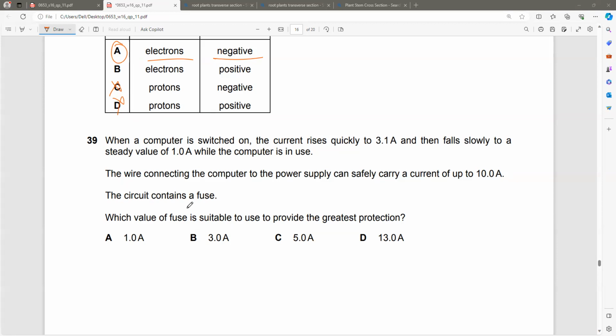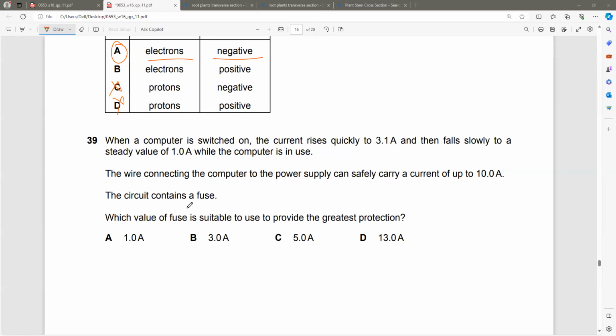Now, the circuit contains a fuse. Which value of fuse is suitable to use to provide the greatest protection? Anybody? Greatest protection. I want to protect my laptop, my computer, from the power supply. Of course, the connecting wires can carry 10 amperes. Anyone answer, please? No, nothing to solve. Only logical mind. They are asking about the fuse.